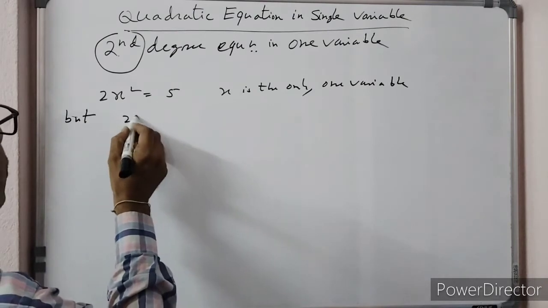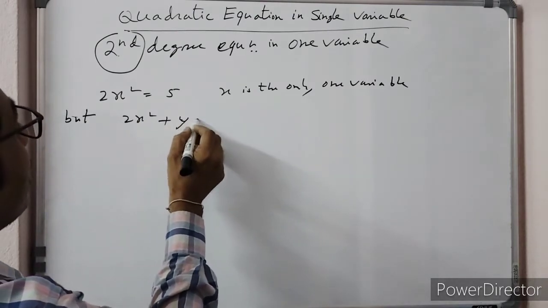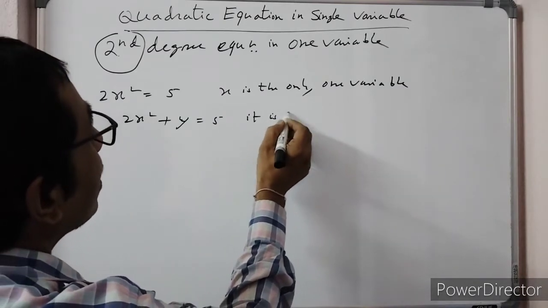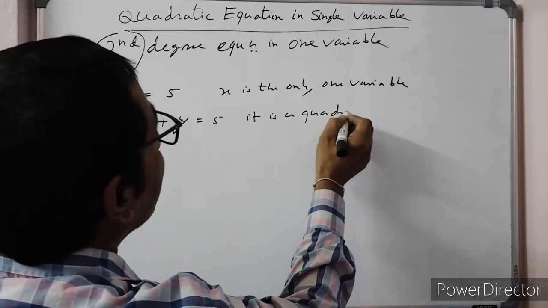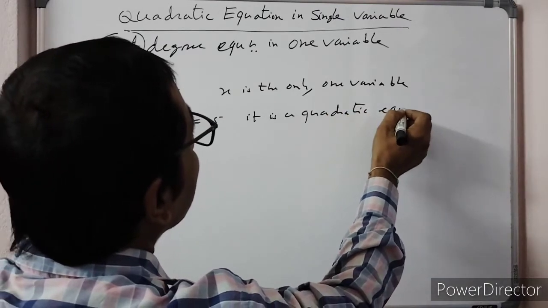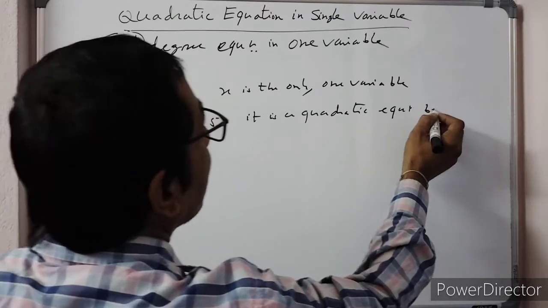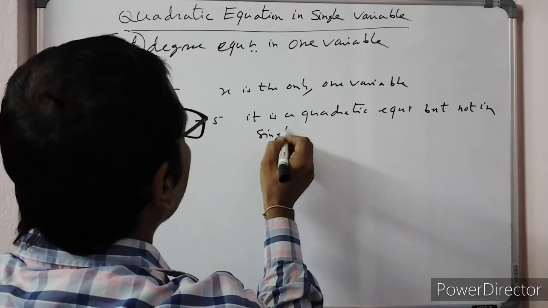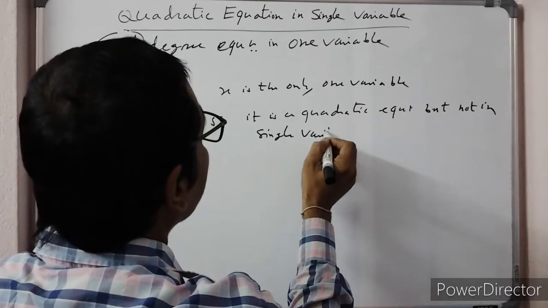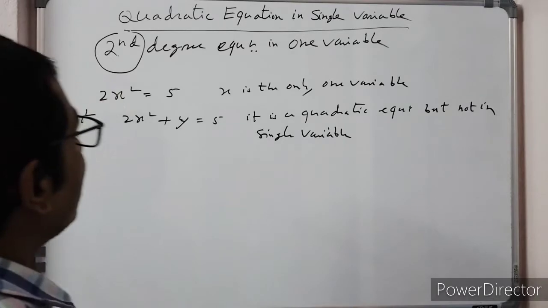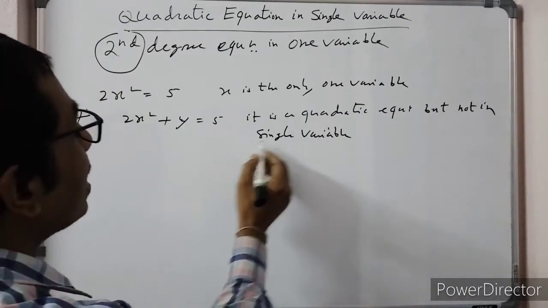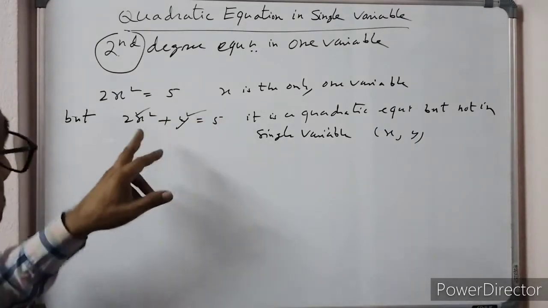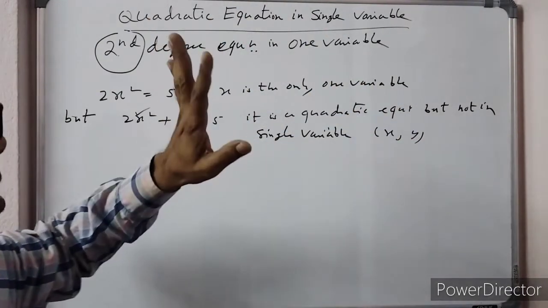But 2x square plus y equal to 5. It is a quadratic equation, but not in single variable, because there are two variables, x and y. So it is a quadratic equation but not in single variable.